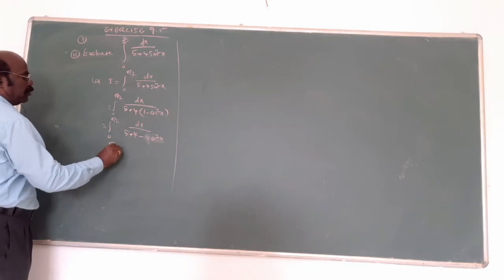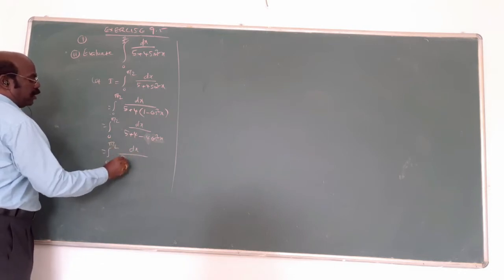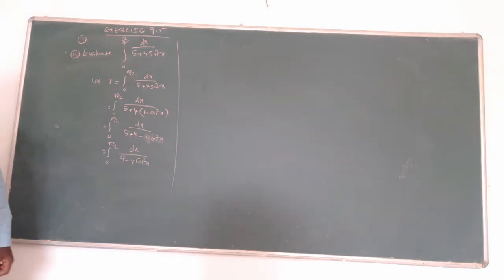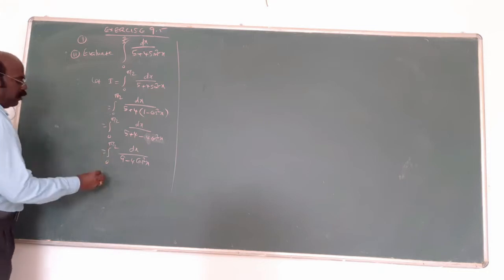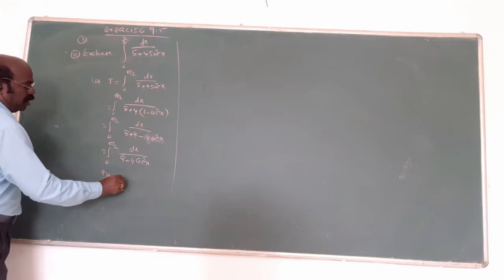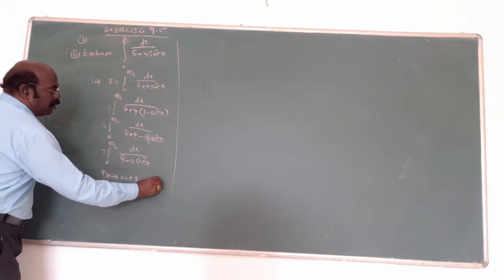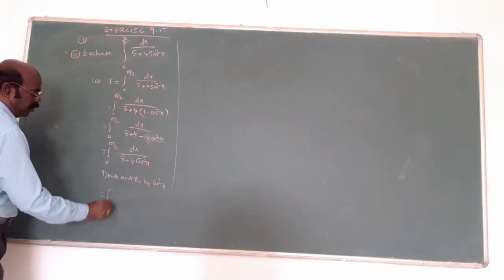0 to pi by 2, dx by 9 minus 4 cos square x. Now previously, now cos square x. Divide numerator and denominator by cos square x. 0 to pi by 2.